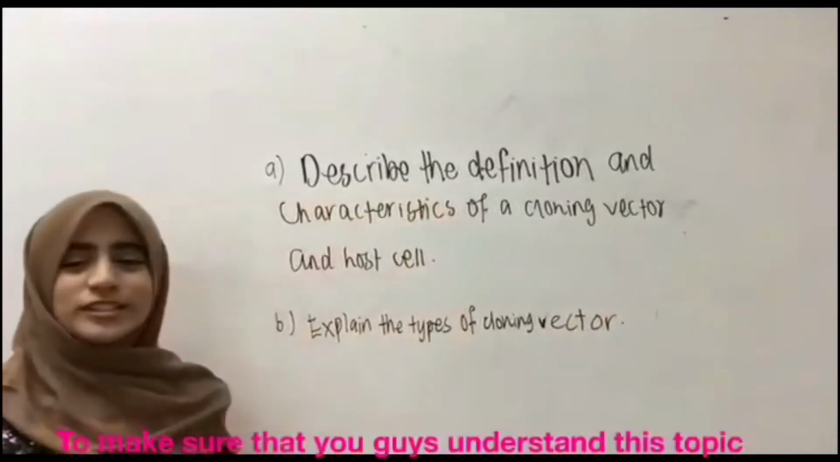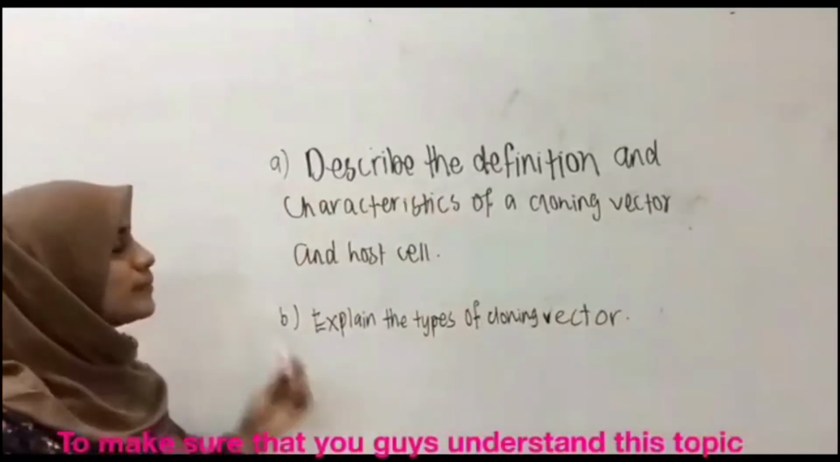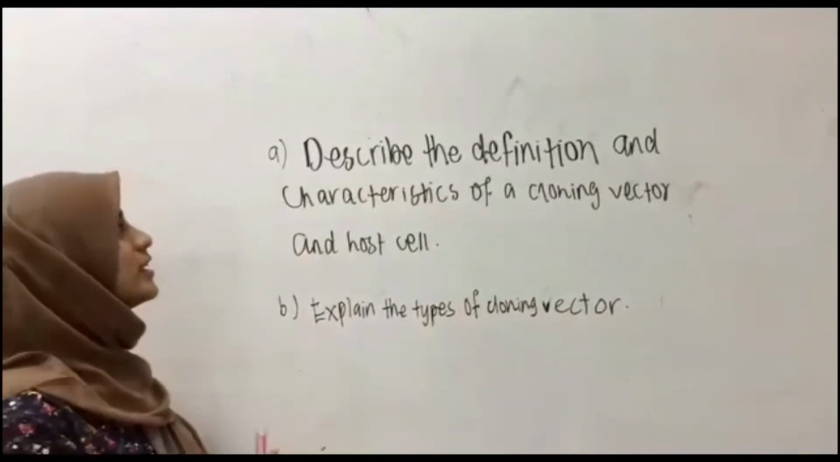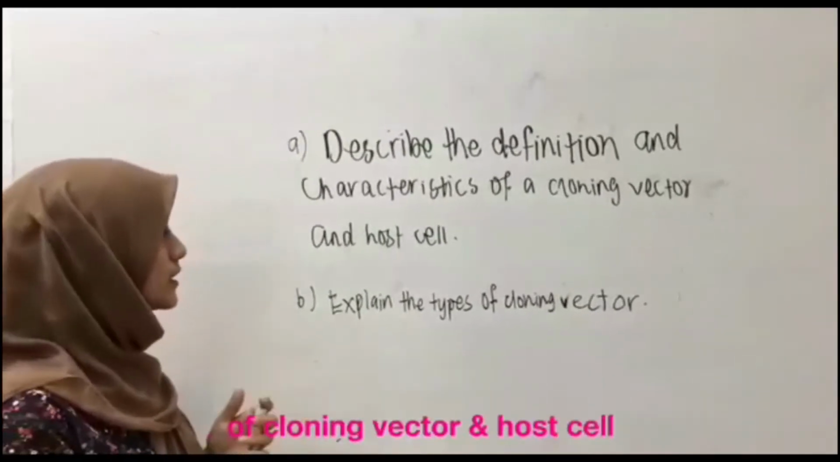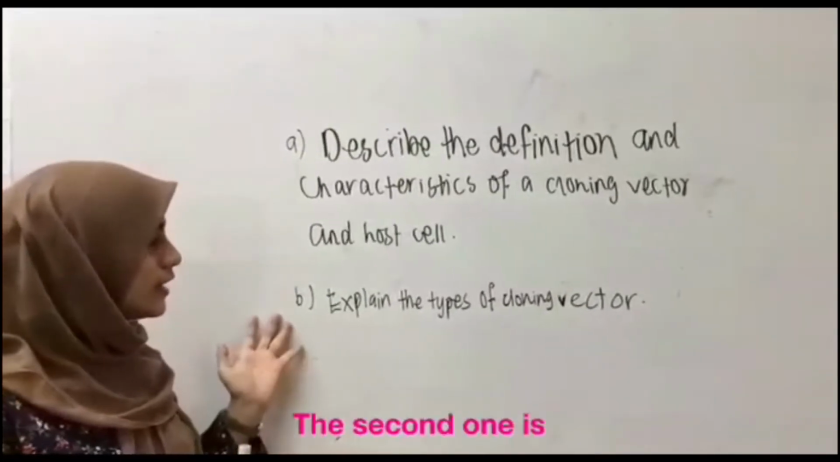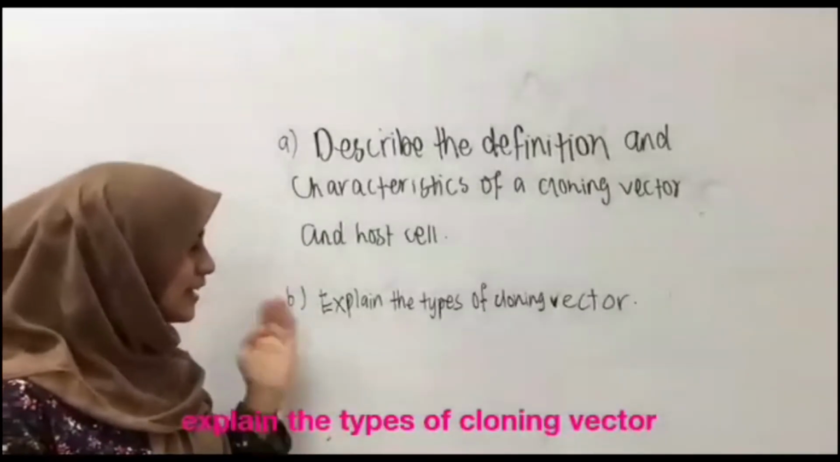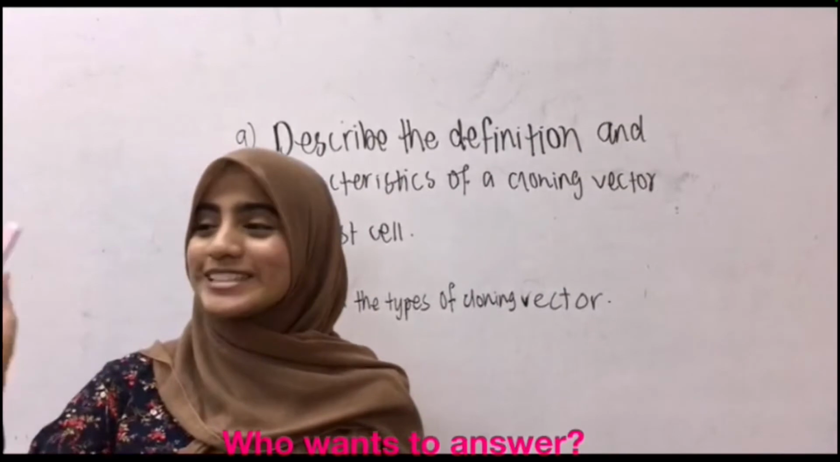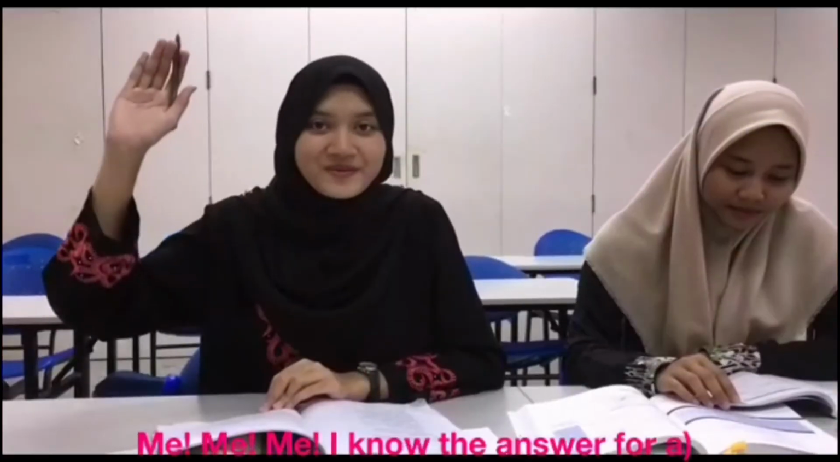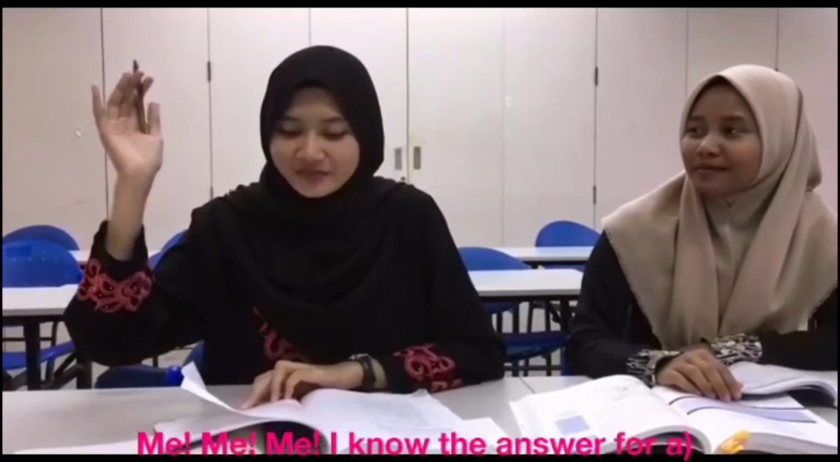Okay, to make sure that you guys understand this topic, I have some questions to ask. First, describe the definition and characteristic of cloning vector and host cell. The second one is explain the types of cloning vector. So who wants to answer? Me. I know the answer for it.